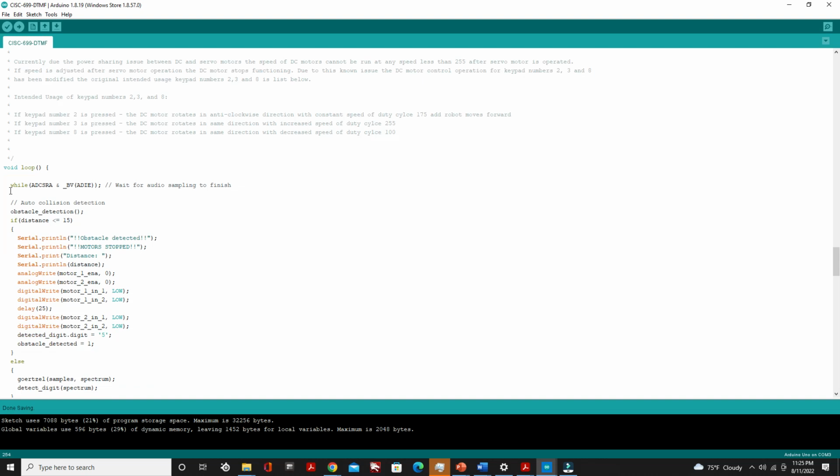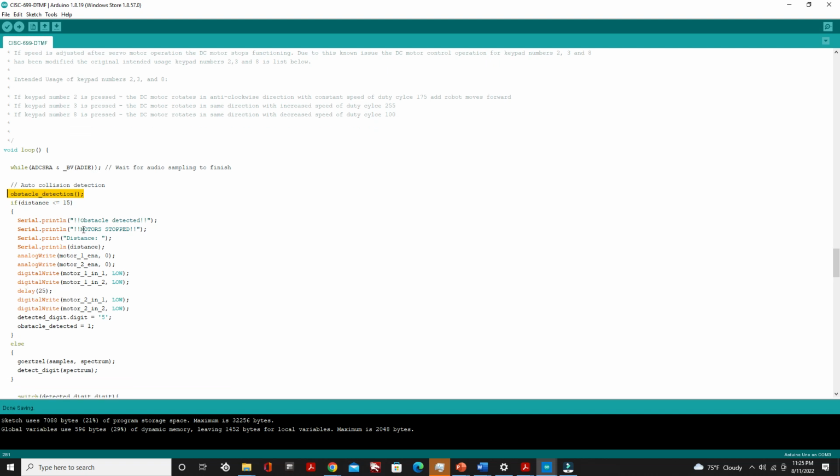So in this loop, first I wait for the audio sampling to finish, and then I look for collision detection. If the distance computed by the obstacle detection is less than or equal to 15, I say obstacle detected, and I stop the motors altogether. That is putting the DC motors to the initial state.